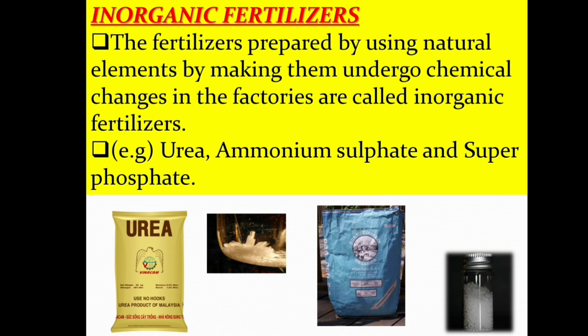So you would have heard these names. Some of the natural materials they are using to prepare these inorganic fertilizers undergo some chemical changes and we get these inorganic fertilizers. The examples are urea, ammonium sulfate and superphosphate. The farmers use them in the field.